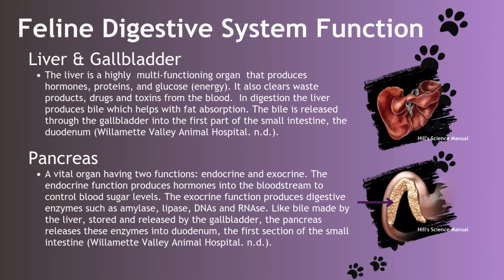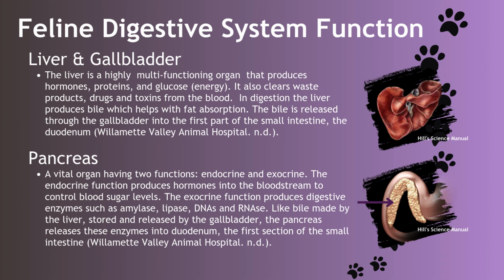Moving on, we have the liver and the gallbladder. The liver is a highly multifunctional organ that produces hormones, proteins, and glucose. It also clears waste products, drugs, and toxins from the blood. In digestion, the liver produces bile, which helps with fat absorption. The bile is released through the gallbladder into the first part of the small intestine, the duodenum.